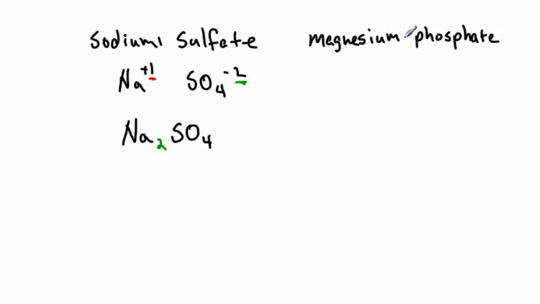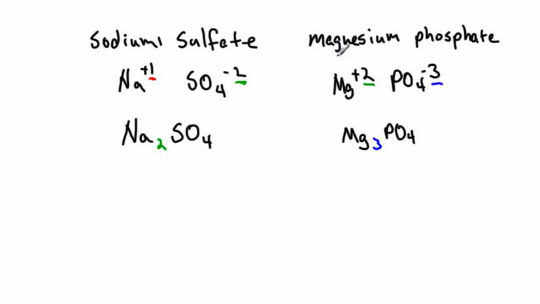Look up magnesium, it always has the same charge, it's always Mg+2. Look up phosphate on your ion sheet, it's always PO4 -3. And again, we're going to crisscross the charges to come up with the formula. Magnesium has the 2, phosphate has the 3. So when we write the formula, we'll have Mg and then 3 from the phosphate, and then we'll have PO4, and then we have 2 from the magnesium.